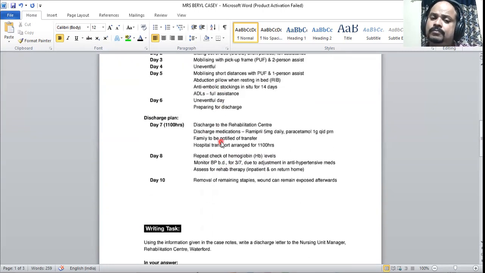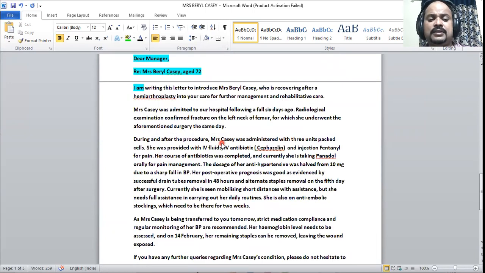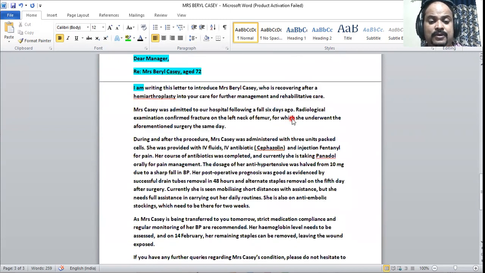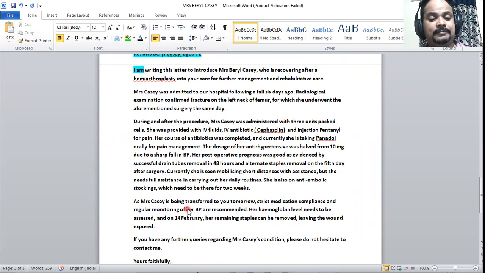Now, I have to say something about dressing. It is missing here. That is the only thing. So where we have to include this dressing after the procedure, you can say pain management, dosage of post-operative progress was good. Successful drain removal, the 5th day. Currently, she is being. So right now, wound can remain exposed afterwards. So you can include that dressing either in this paragraph or in the next paragraph.